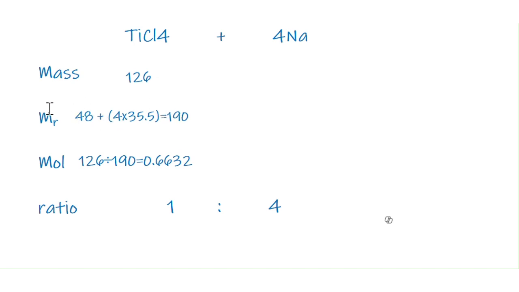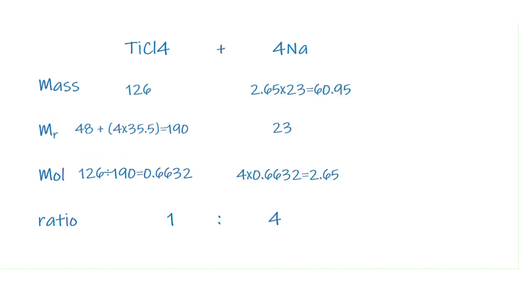So we sub in and follow the method, 126 grams of titanium chloride. The MR is 48 plus 4 chlorines, that's 190. The moles, 126 divided by 190, 0.6632. From the equation, the ratio of titanium chloride to sodium is 1 to 4. So if there are 0.6632 moles of titanium chloride, there'll be 4 times that moles of sodium.